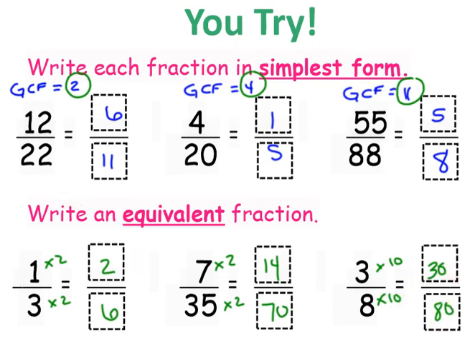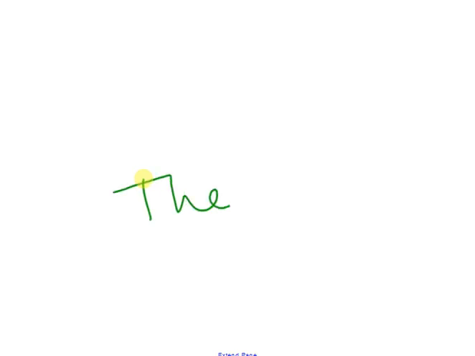And for 3 over 8, I decided to multiply the top and the bottom by 10, so I got 30 over 80. All right, that is the end of equivalent fractions. Keep in mind, if you're going to go bigger, you need to go bigger equally on the top and the bottom. Let me know if you have any questions.